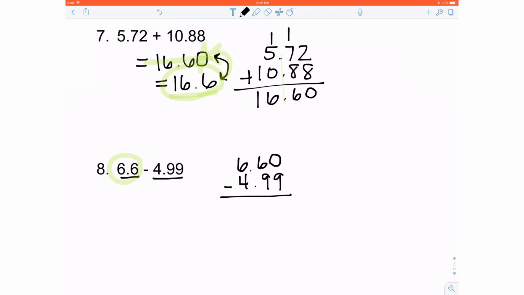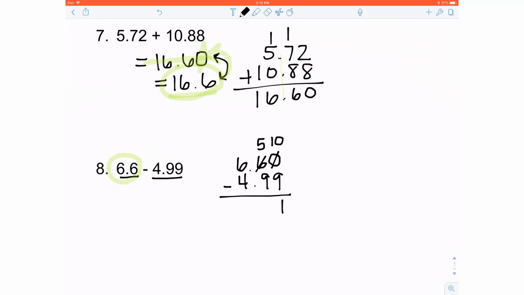Well, we can't do 0 minus 9 because 0 is too small. So that means we need to borrow from the neighbor. Okay? When we borrow, this becomes a 5. We subtract 1 from here, becomes a 5. And this gets 10 added to it. 0 plus 10 is 10. So now, 10 minus 9, we can do it, is 1.